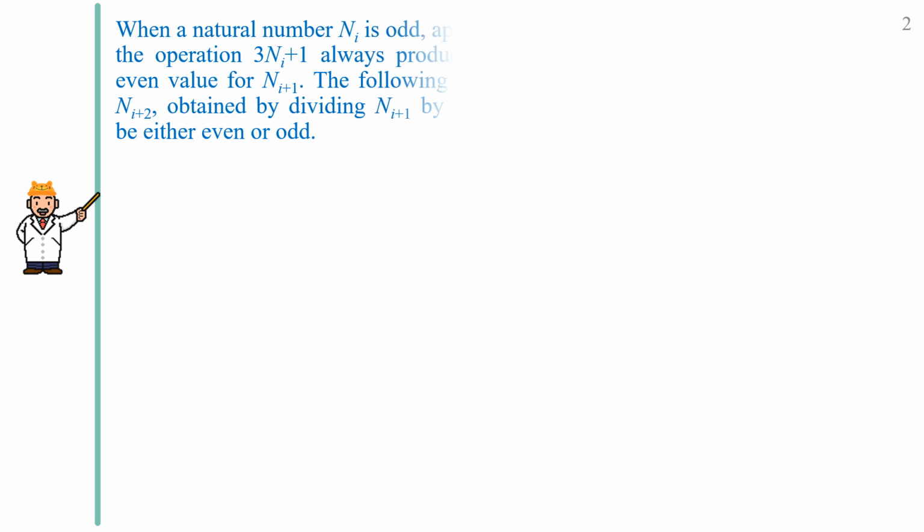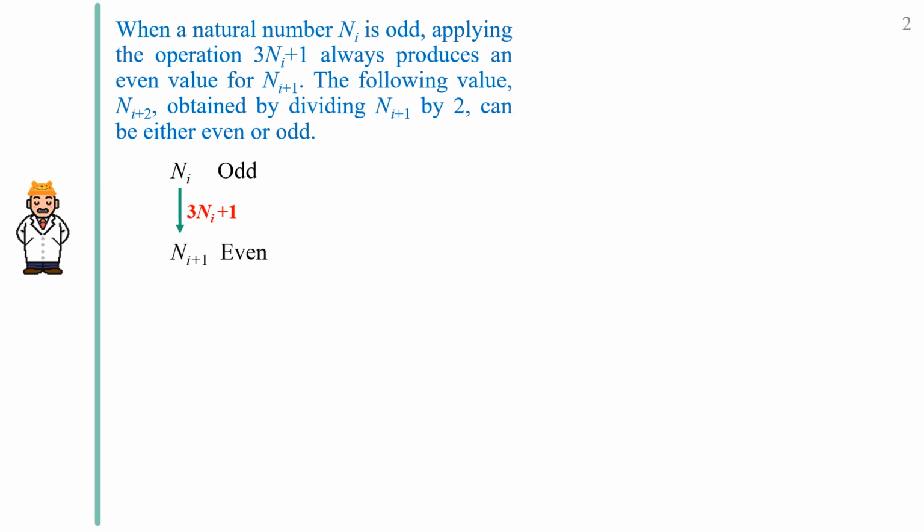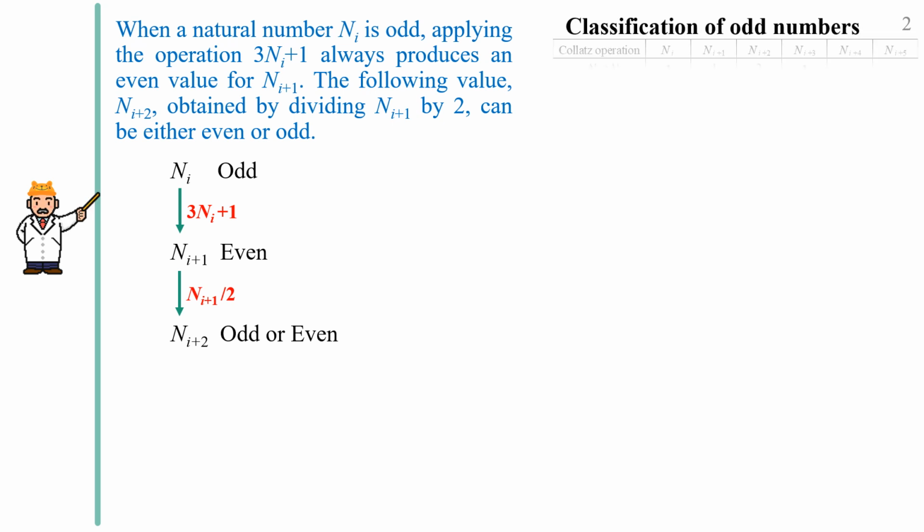When a natural number n_i is odd, applying the operation 3 times n_i plus 1 always produces an even value for n_{i+1}. The following value, n_{i+2}, obtained by dividing n_{i+1} by 2, can be either even or odd. Based on this distinction, I decided to divide odd numbers into two categories. The next table lists the odd numbers from 1 to 51.